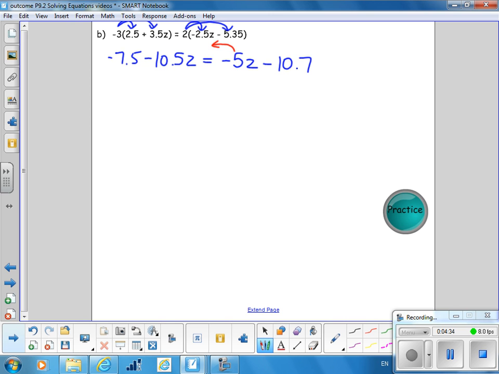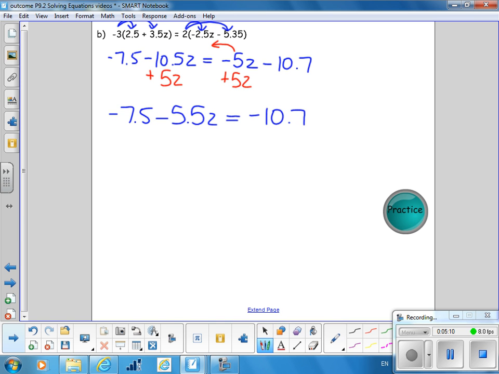So what we want to do is move that minus 5z. The inverse of subtraction is addition. So we are going to add 5z to both sides. So we are going to have negative 7.5 minus 10.5 plus 5 is 5.5, so we'll have minus 5.5z equals. The negative 5z plus 5z cancels out. There's nothing left. So we will just have minus 10.7.